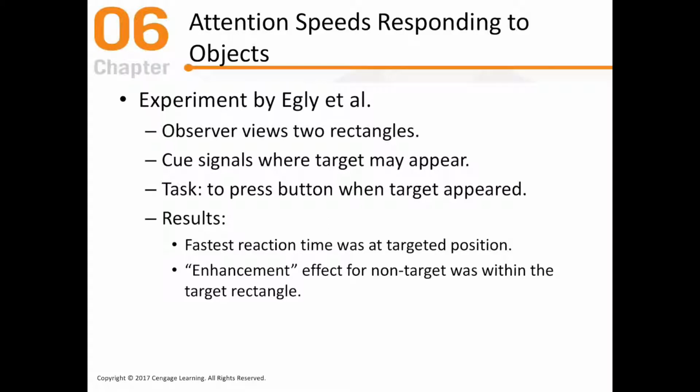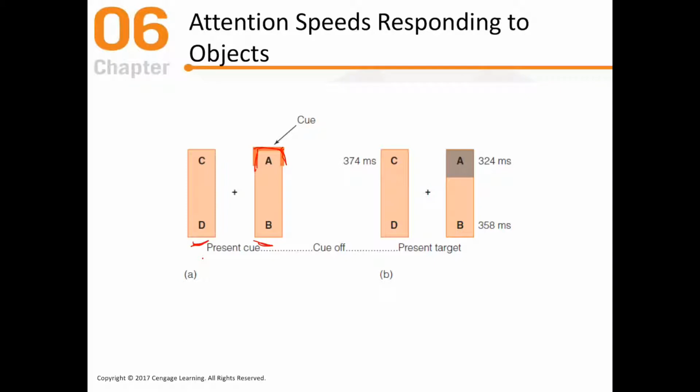And what they found was that people were faster at identifying the targeted positions if it was within the object, in this case, B within this rectangular object. People were actually faster than if they saw it on an opposing object. The distance from here to here and here to here is actually closer than this to this.